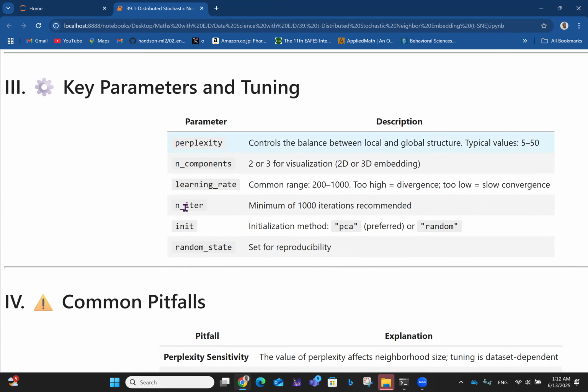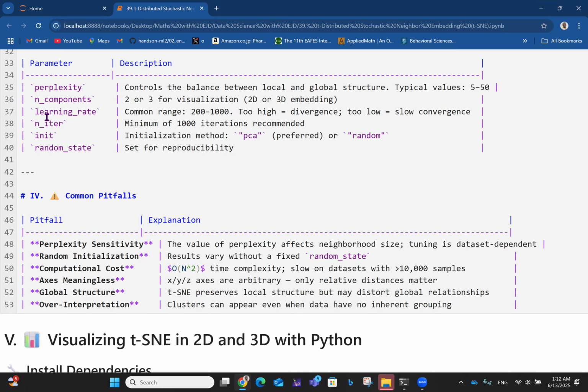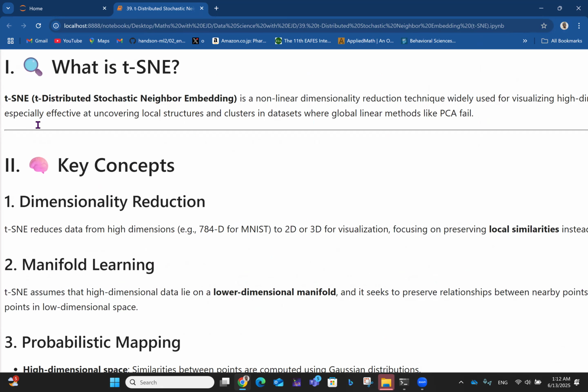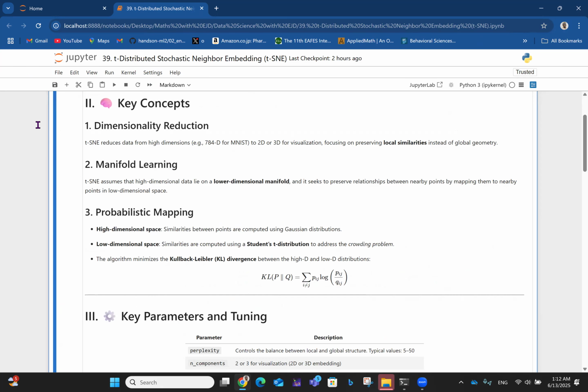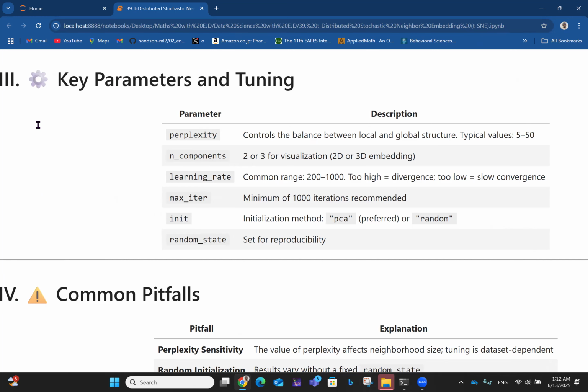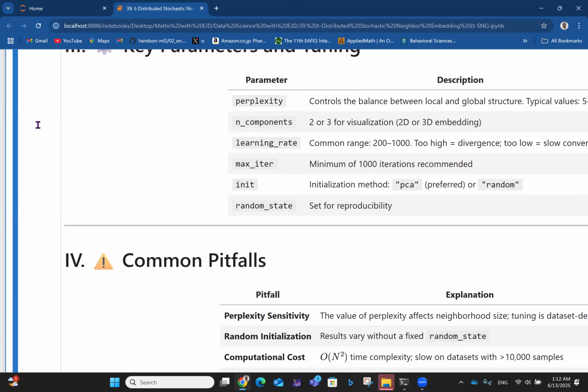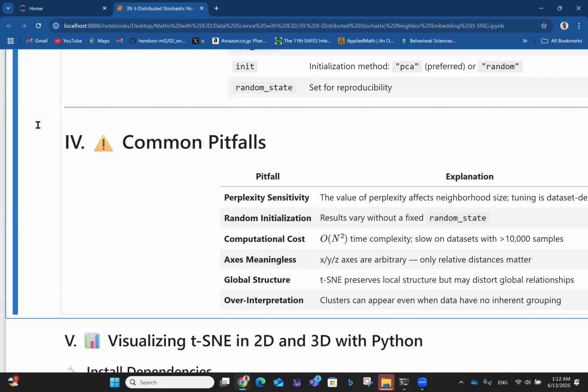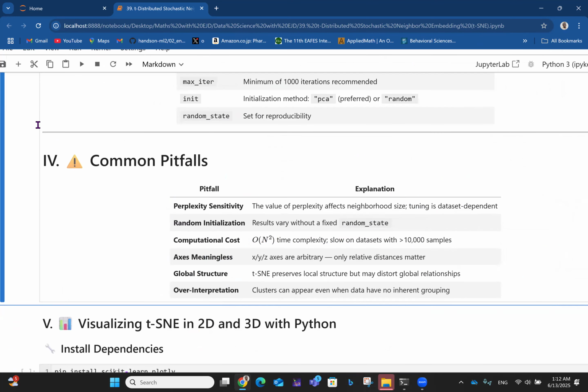Now, n_iter is what you find in an old version of scikit-learn. In the new version, it's actually max_iter, maximum iterations, that is. So for max_iter, a minimum of 1000 iterations is recommended. Then you have init, the initialization method, whether PCA, which is preferred, or random. And random_state is set for reproducibility. That's why we say random_state equals 42, to ensure that we always get the same result without fail.